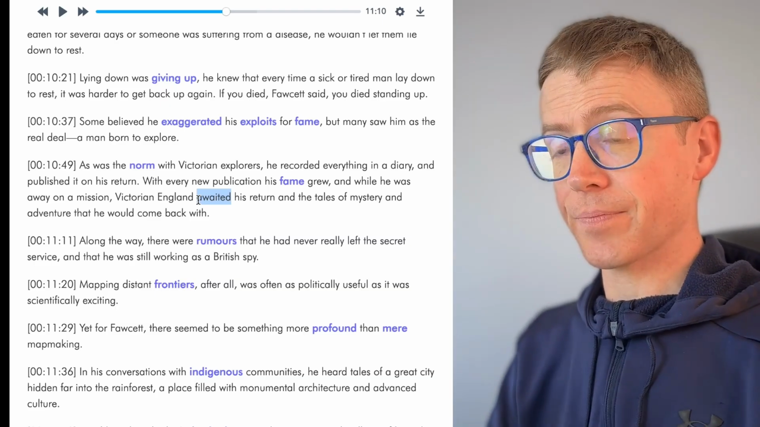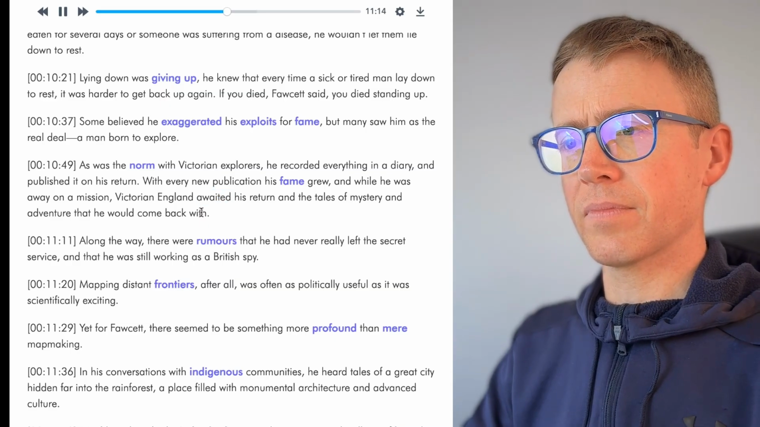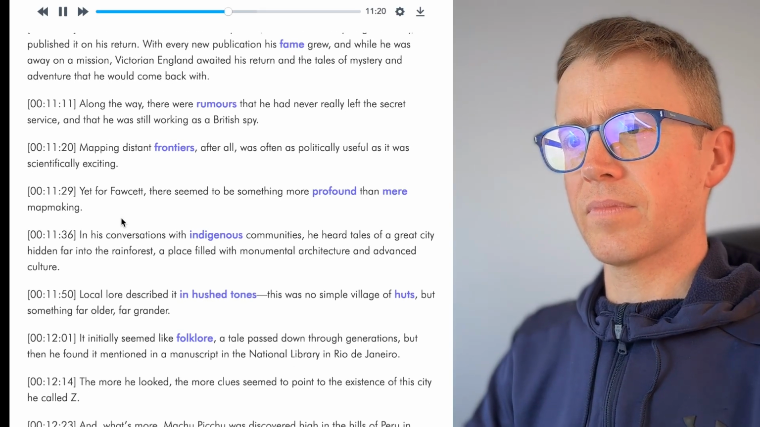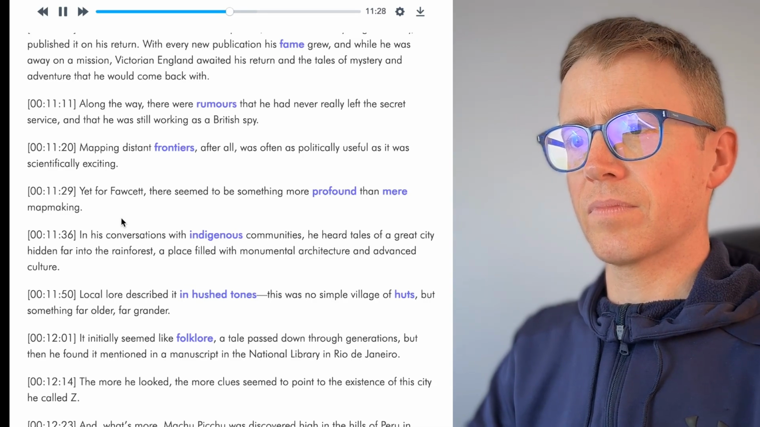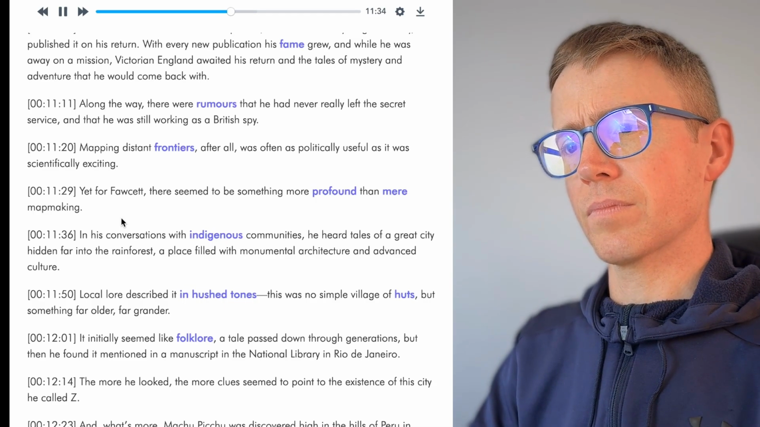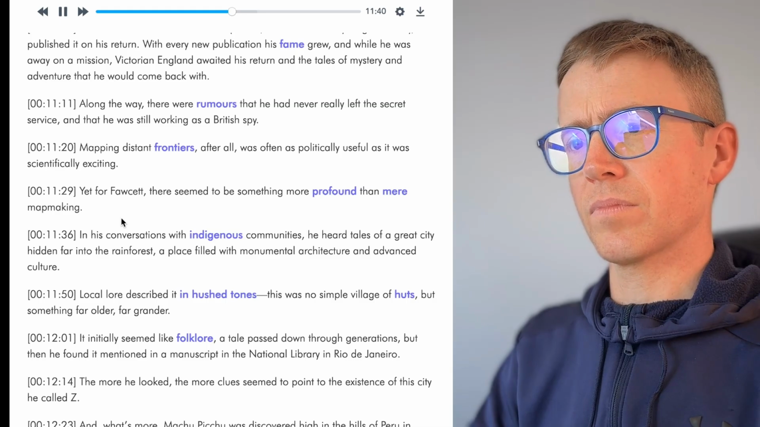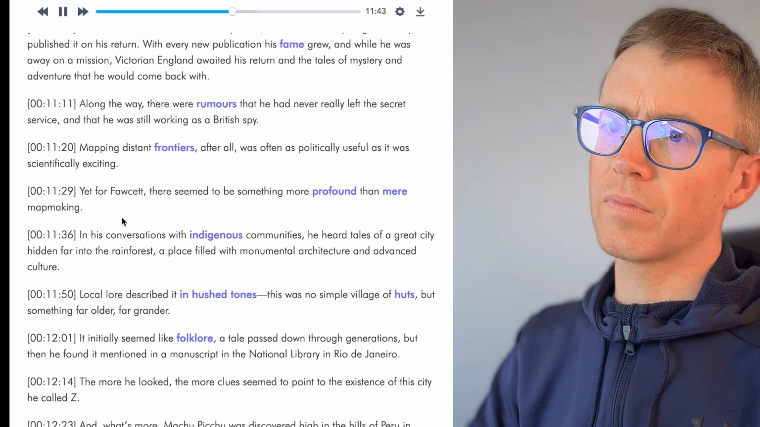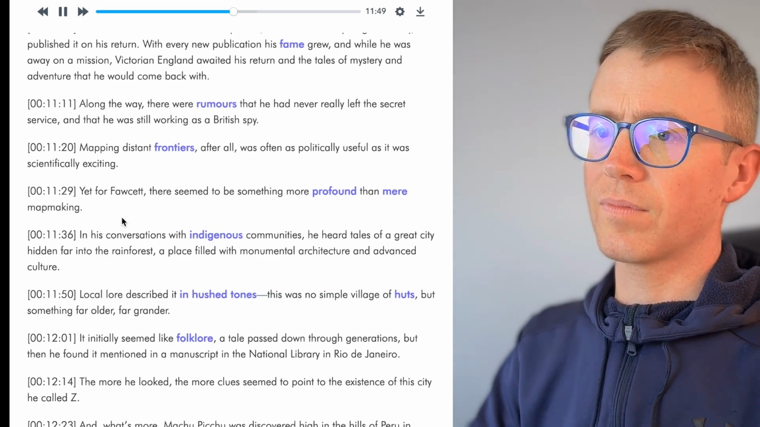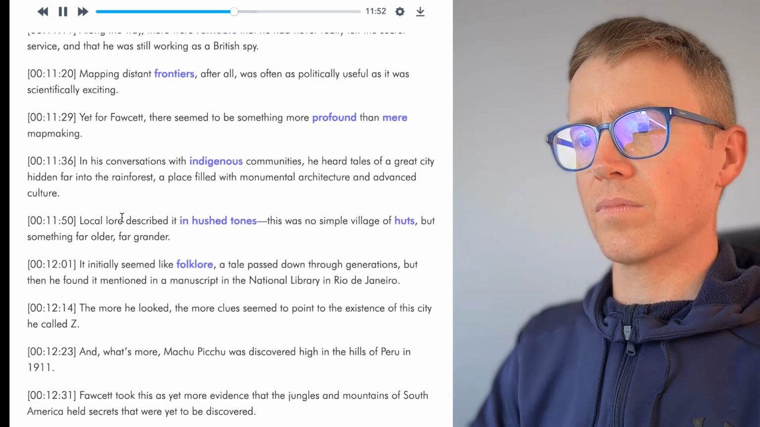Along the way, there were rumours that he had never really left the Secret Service, and that he was still working as a British spy. Mapping distant frontiers, after all, was often as politically useful as it was scientifically exciting. Yet, for Fawcett, there seemed to be something more profound than mere map-making. In his conversations with indigenous communities, he heard tales of a great city hidden far into the rainforest, a place filled with monumental architecture and advanced culture. Local lore described it in hushed tones.